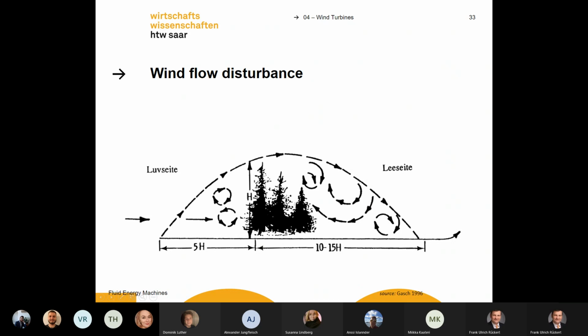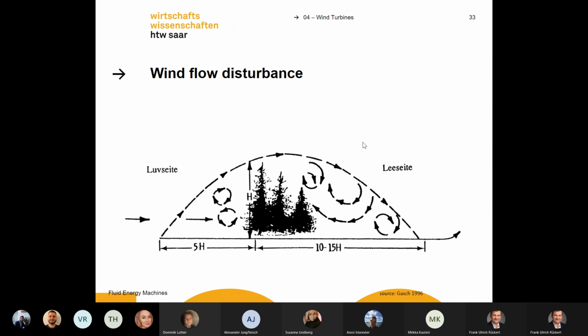For example, if you have a tree, at 5 times the height of the tree before the tree, you have turbulence. So this is not a good position to place the windmill. And 10 to 15 times the height after the trees, you also have some swirls. So the efficiency is much lower.